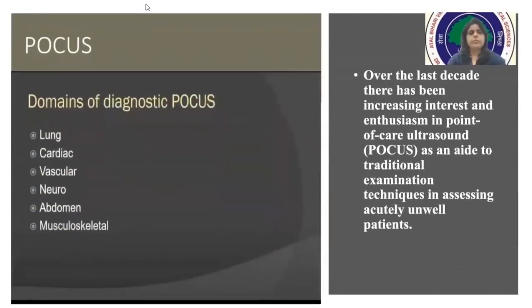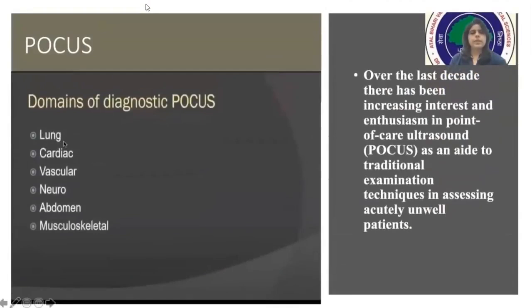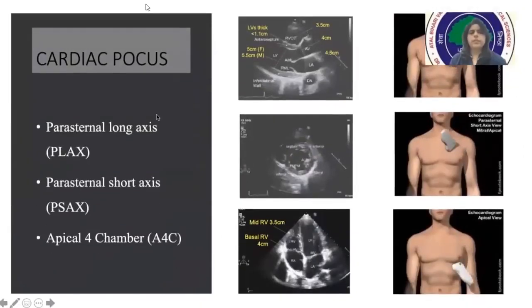So now, after learning eFAST, we will move on to POCUS. Over the last decade, it has been used as an important aid to the traditional examination. Why? Because it provides on-spot diagnosis, and we can do life-saving intervention with this point-of-care ultrasound examination. The areas which we scan here usually are lung, heart, vascular, brain, abdomen, and musculoskeletal.